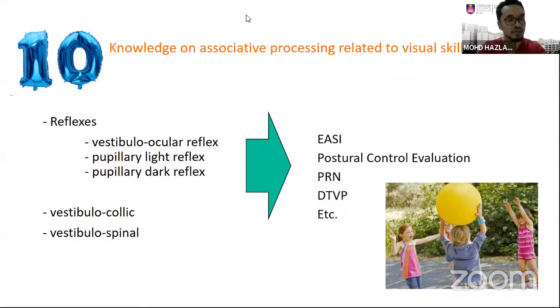with another part of our developmental components. We also have vestibulocollic and vestibulospinal, all this kind of neuroanatomical and neurophysiological processing. Vestibulocollic and vestibulospinal are related to the extensor muscles of the neck and the back and everything. So when we want to stabilize our eyes, we need to have a very stable posture, right?